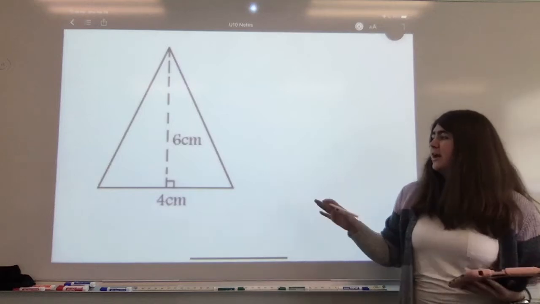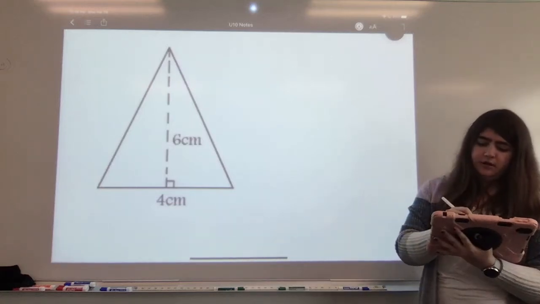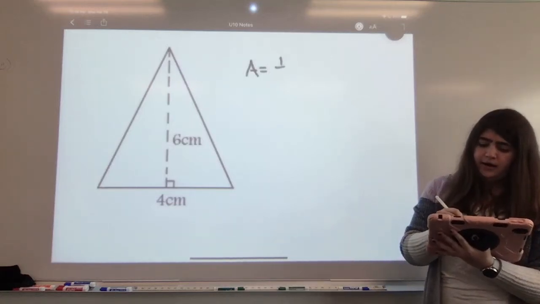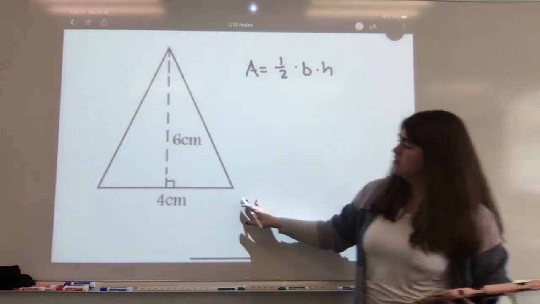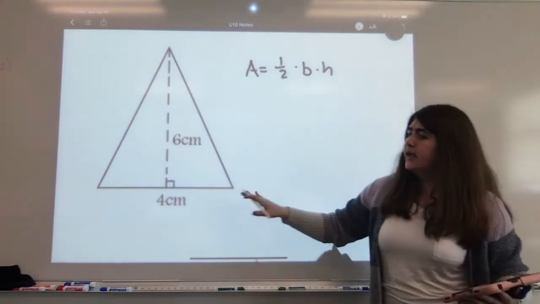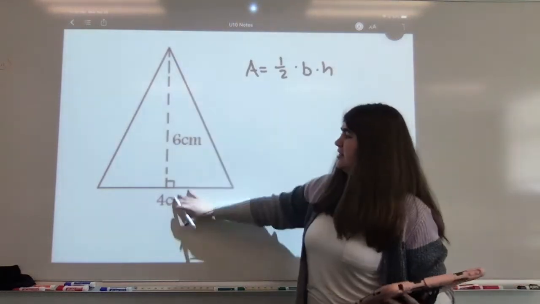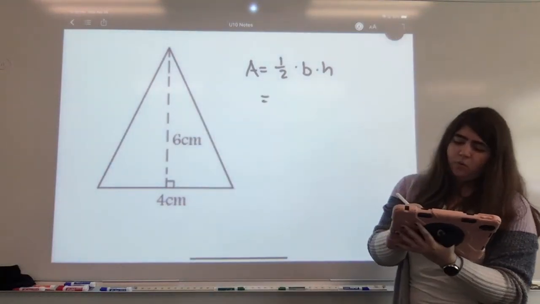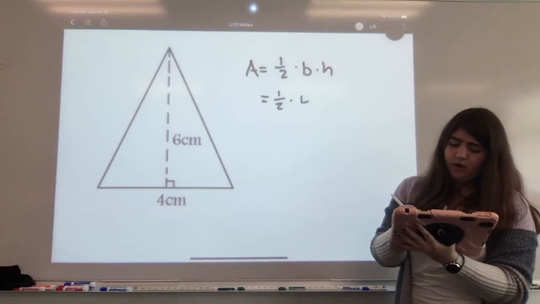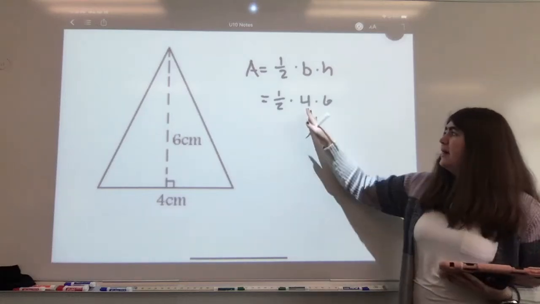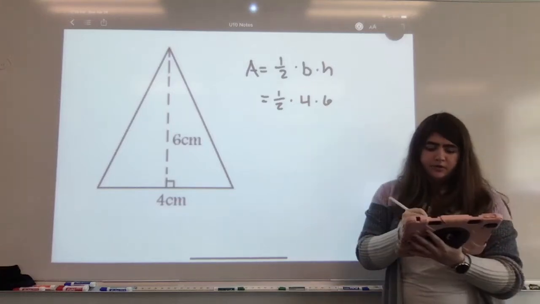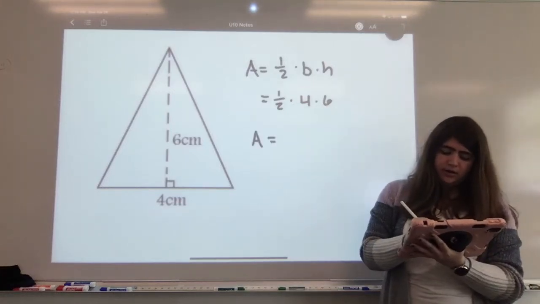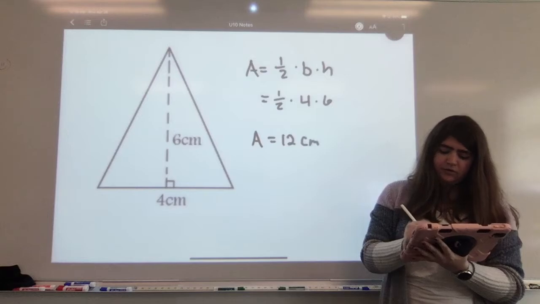Next I have a triangle. The area formula for a triangle is area is equal to 1/2 times base times height. My base is marked as 4 and my height is marked as 6. So I have 1/2 times 4 times 6. Half of 4 is 2. 2 times 6 is equal to 12. So the area of this triangle is 12 centimeters squared.